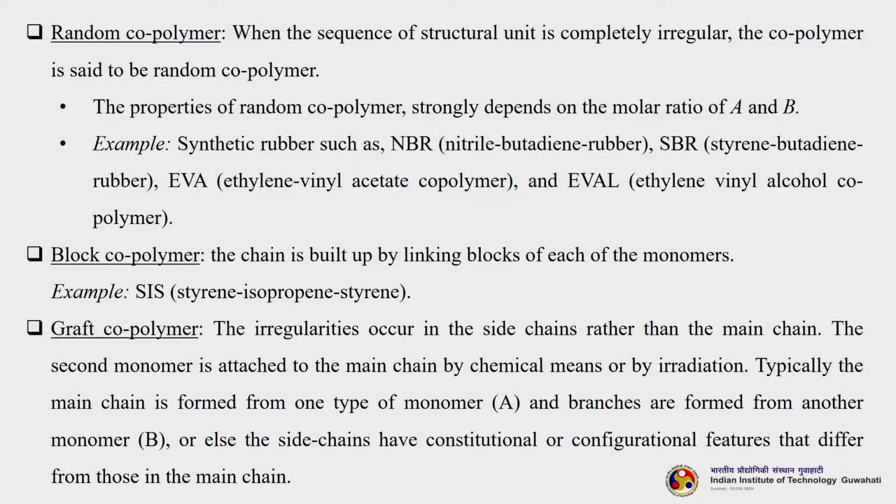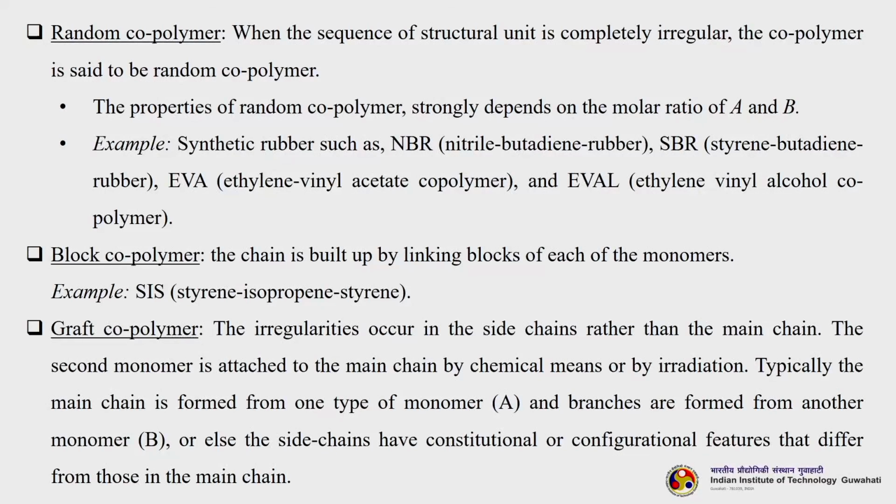The next type of copolymer is the block copolymer. Here the chain is built up by linking blocks of each of the monomers. One example is SIS, which is styrene isoprene styrene. The next is the graft copolymer. Here the irregularities occur in the side chains rather than the main chain. The second monomer is attached to the main chain by chemical means or irradiation. Typically the main chain is formed from one monomer and branches are formed from another monomer, and the side chains have constitutional or configurational features that differ from those in the main chain. Basically, two different monomers are fused together to get a graft copolymer.